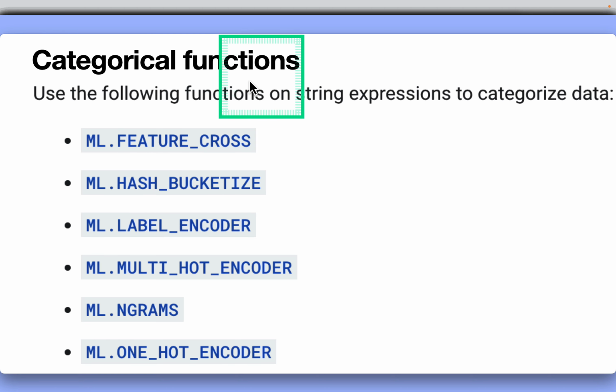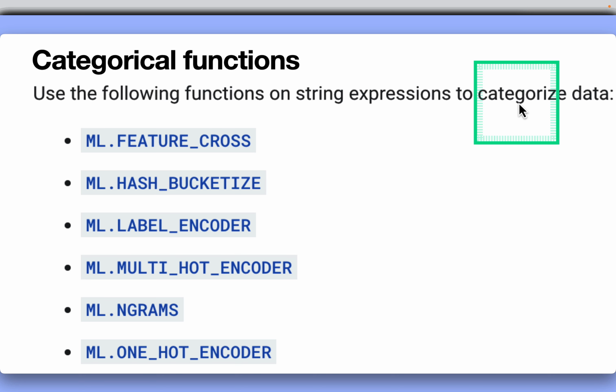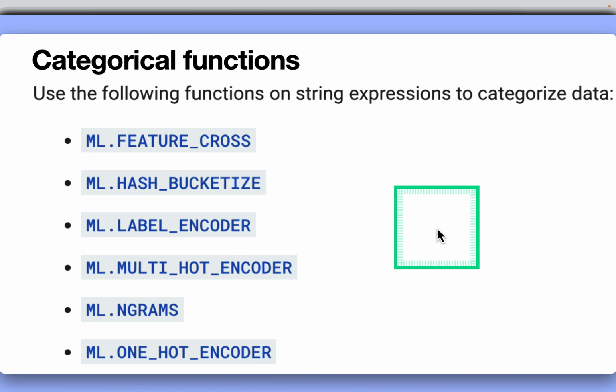So we have categorical functions. For example, the example which I have taken for the fruit: apple, banana and cranberries. Use the following functions on string expressions to categorize data. You can have ml.feature_cross, hash_bucketize, label_encoder, multi_hot_encoder, ngrams and one_hot_encoder.